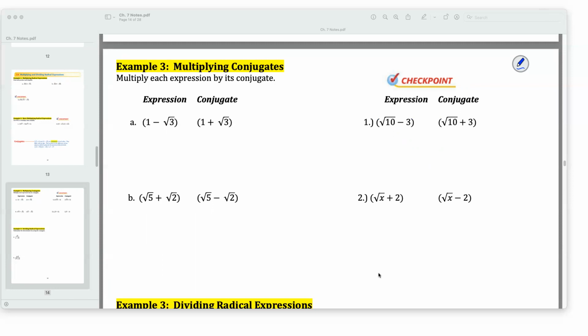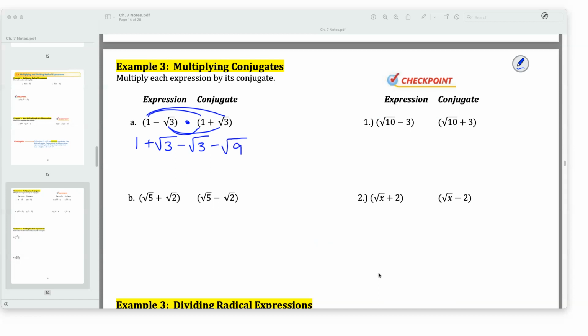So if I was to multiply 1 minus the square root of 3 times 1 plus the square root of 3, just knowing that I have to FOIL this, I'm going to start with the first. 1 times 1 is 1. Outer, 1 times the square root of 3 is the square root of 3. Inner, negative square root of 3 times 1 is negative square root of 3. And last, negative square root of 3 times positive square root of 3 is negative square root of 9.